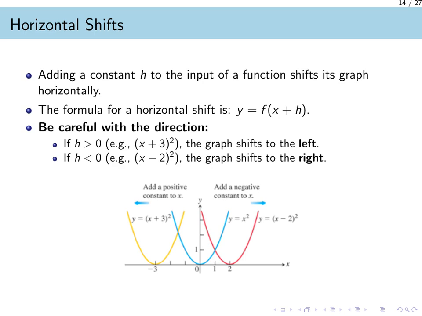When the constant h is positive, as in the function y equals the quantity x plus 3 squared, the entire graph actually moves to the left. Conversely, when h is negative, like in y equals the quantity x minus 2 squared, the graph shifts to the right. To remember this, think that adding a positive value to the input moves the graph left, while adding a negative value moves it to the right.